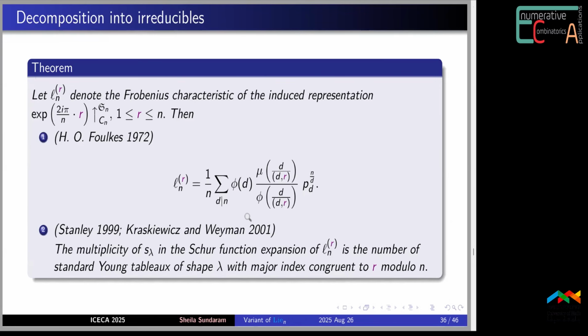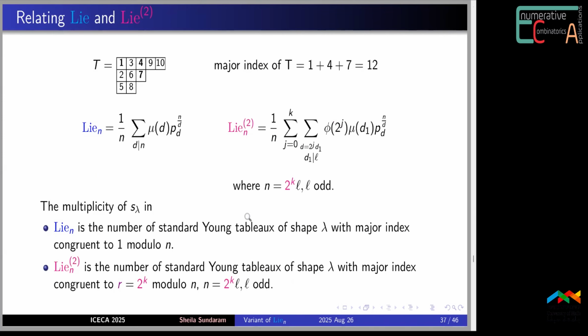So what can we say about the irreducible decomposition in Lie n and Lie n sup 2? Well, there's an old result of Folkes, and then theorems of Stanley and independently Kraskiewicz and Weyman that tell us how to do this. And it involves the major index of a standard Young tableau.